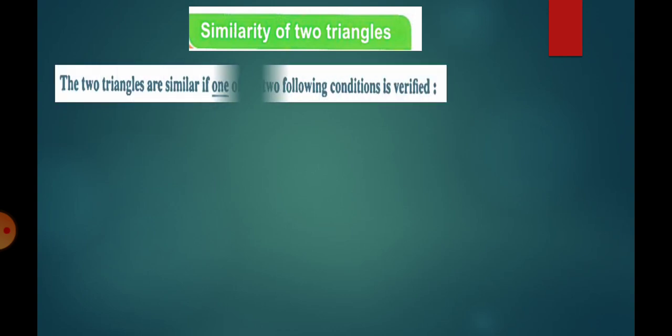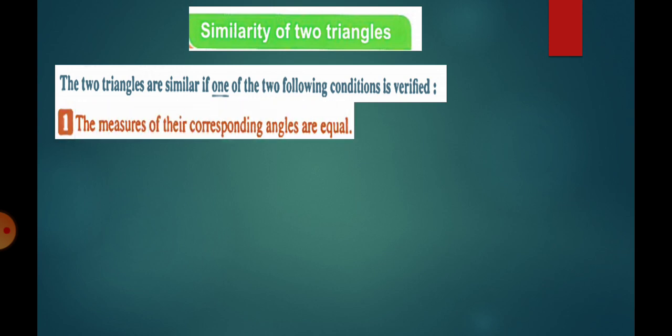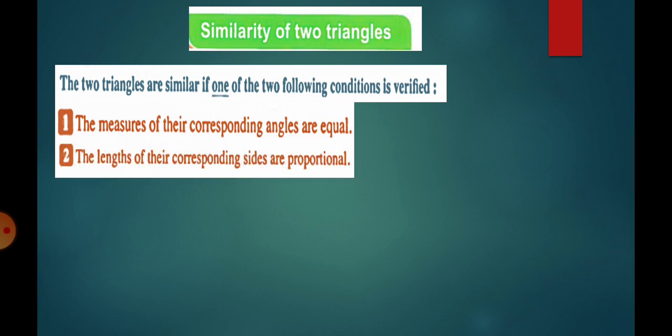In any polygons, to say the two triangles are similar, we must satisfy the two conditions: corresponding angles are equal in measure and the corresponding sides are proportional. But in the triangle, the two triangles are similar if one of the following conditions is verified. Number one, the measures of their corresponding angles are equal and the lengths of corresponding sides are proportional.